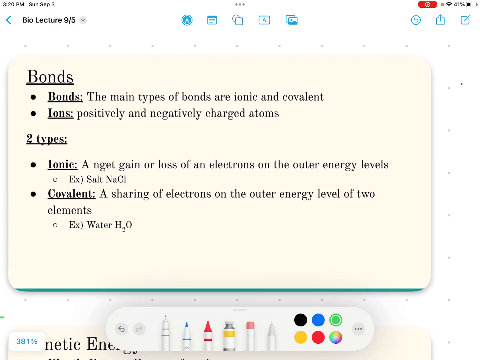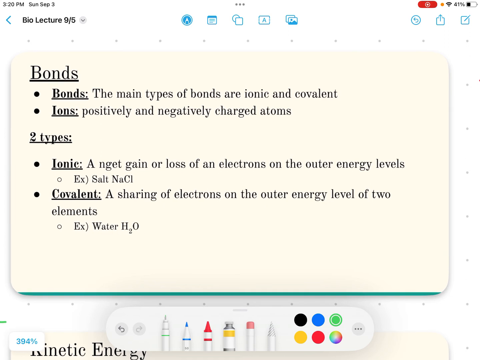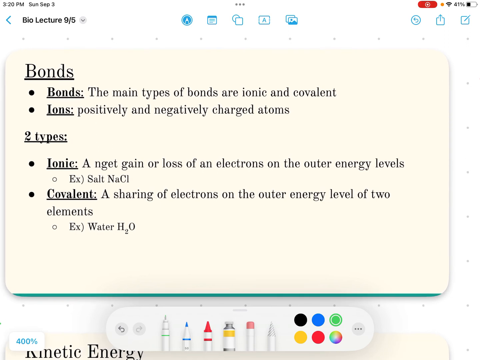Now, when we talk about compounds, we also talk about bonding. So bonds are two types, ionic or covalent. So we have two types of bonding that we have to worry about. And we also create something called ions. Ions are positively or negatively charged atoms. Oftentimes we deal with those when it comes back to this ionic compound.